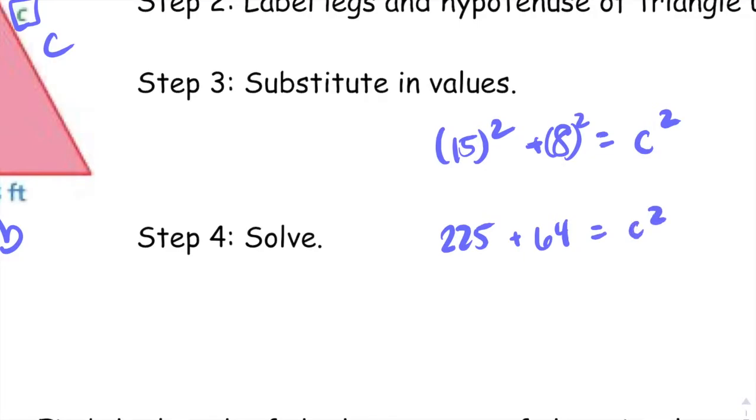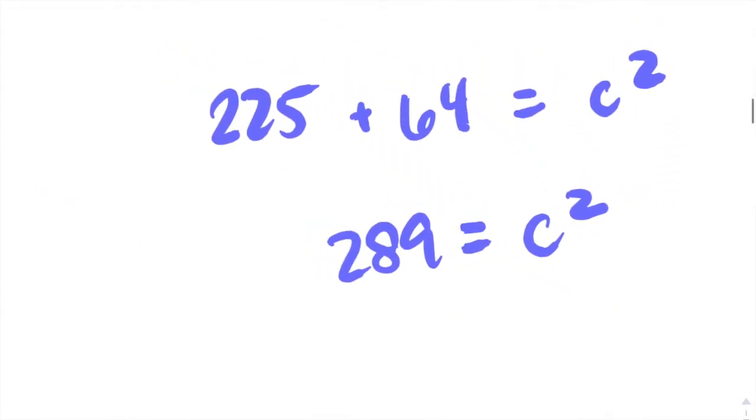If I add 225 plus 64, you get 289, which is equal to c squared. But you're like, okay, so now how do I solve for this? Once you get to this point, once you have your exponent, you have a square on one side and only an integer on the other side, then you take the inverse, right?